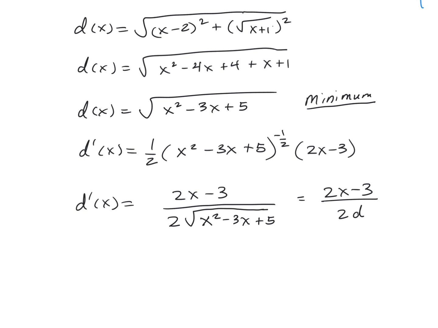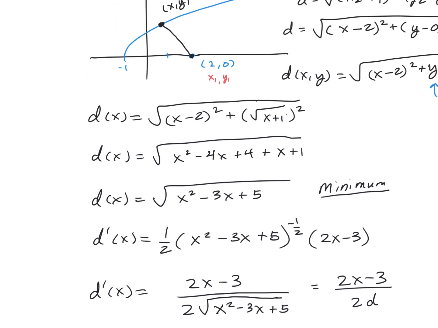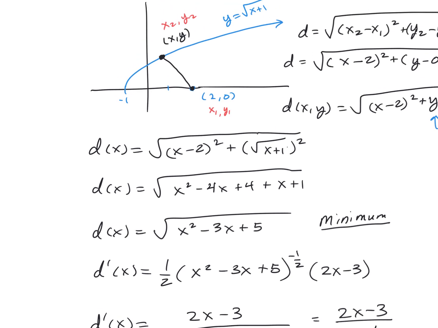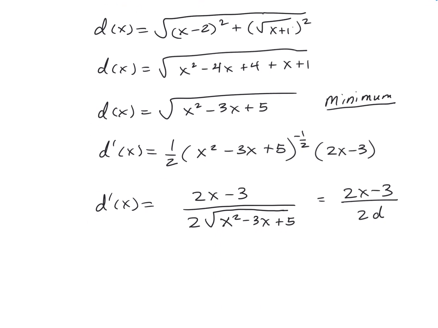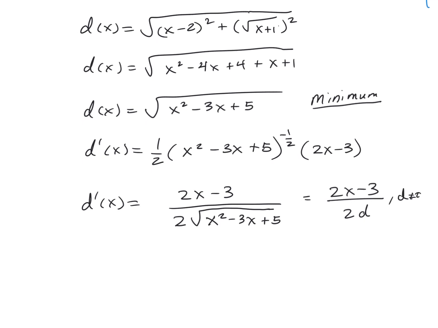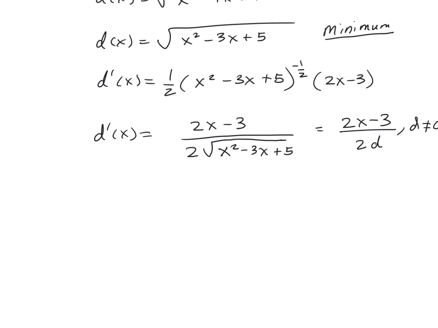So remember, the distance is never going to be equal to 0 because the point 2 comma 0 will never be on the graph of the square root of x plus 1. So we know that d is never equal to 0. So because d is never equal to 0, we know that this derivative is never undefined. But d prime could be equal to 0, and d prime of x is equal to 0 when 2x minus 3, the numerator of our fraction, equals 0, which means that x is equal to 3 halves.